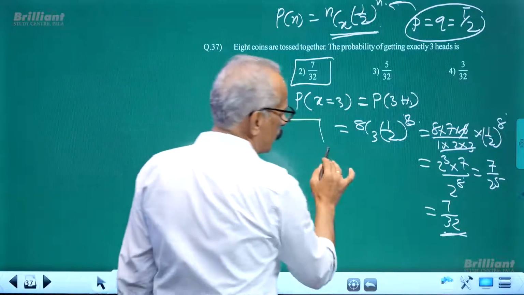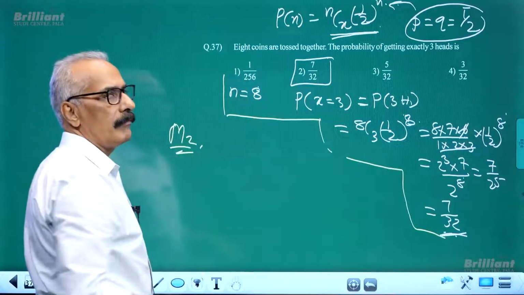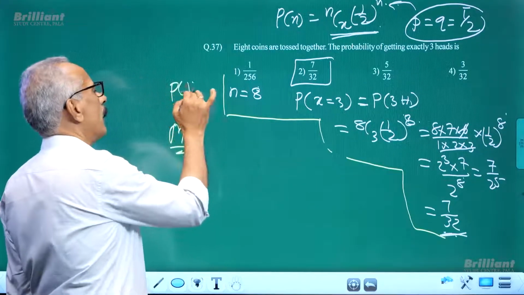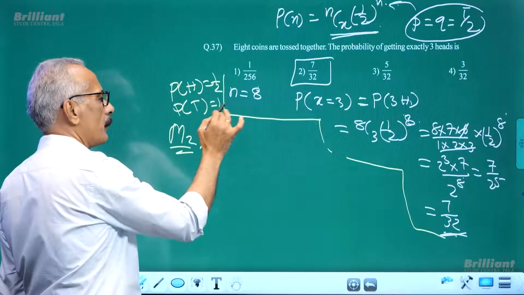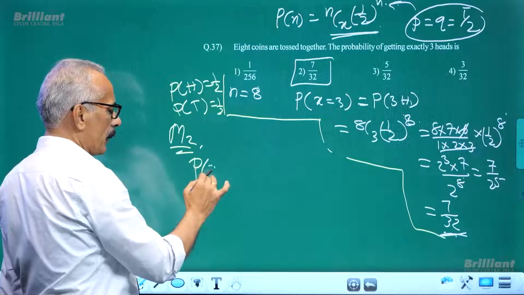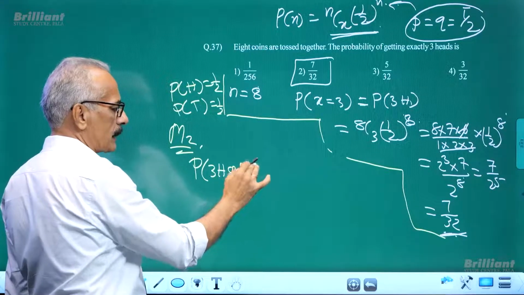ഇത് ബൈനോമിയൽ ഡിസ്ട്രിബ്യൂഷൻ അപ്ലൈ ചെയ്തു. ഇനി മെത്തേഡ് നമ്പർ 2. പ്രോബബിലിറ്റി ഓഫ് ഹെഡ് 1/2, പ്രോബബിലിറ്റി ഓഫ് ടെയിൽ 1/2. ഇനി പ്രോബബിലിറ്റി ഓഫ് 3 ഹെഡ്സ്. 3 ഹെഡ്സ് എപ്പോഴാണ്? ഔട്ട് ഓഫ് 8 ട്രയൽസ്.